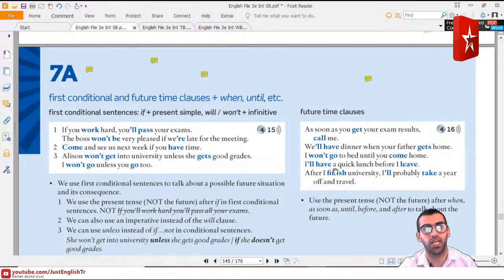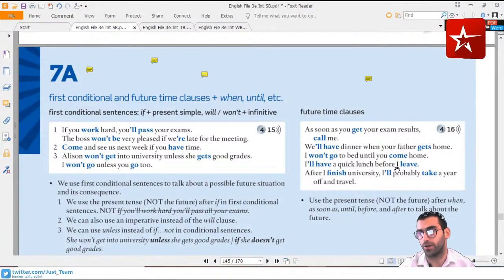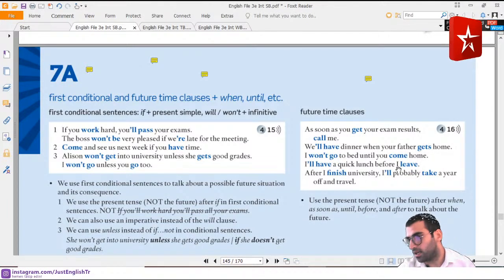Let's continue with before. We won't eat dinner until you finish your homework. Yes, not homeworks, homework. Homework is the correct answer. I'll have a quick lunch before I leave. Yes. Okay.